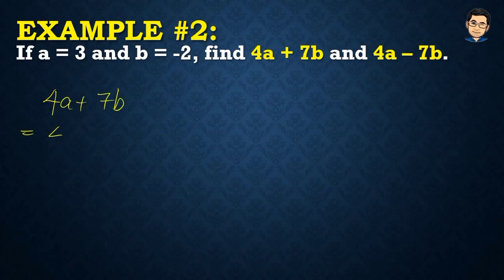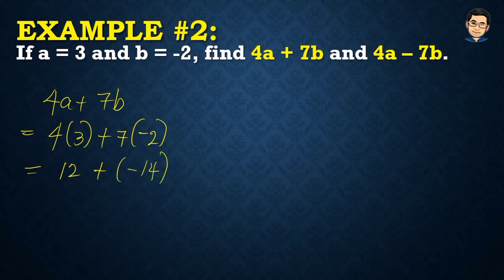So, 4 times the value of a, 3, plus 7, the value of b, negative 2. So, 4 times 3, that is 12, plus 7 times negative 2, that is negative 14. So, if we will be adding 12 and negative 14, our answer is negative 2.